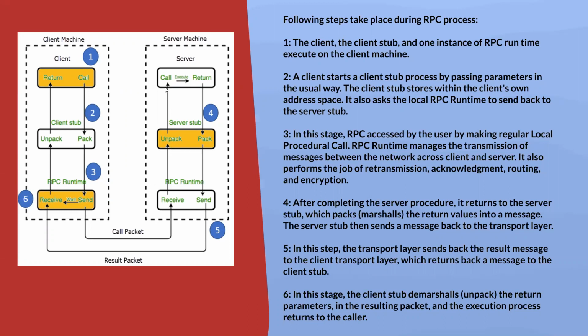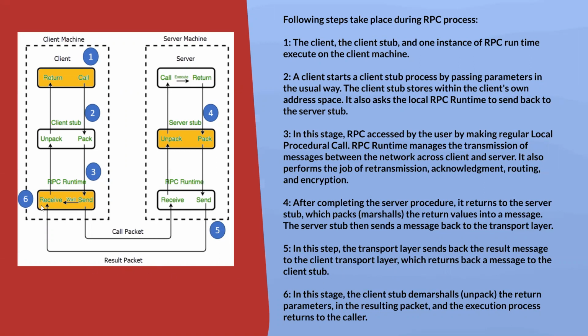Then it reads the message, executes the service, and then if there is any output or any return values, it will pack the output or the return values in another message, put it into the send instance of the server machine, and then ask it to send it back to the client. In the fifth step, the transport layer sends back the result message to the client transport layer, which returns it to the client stub.